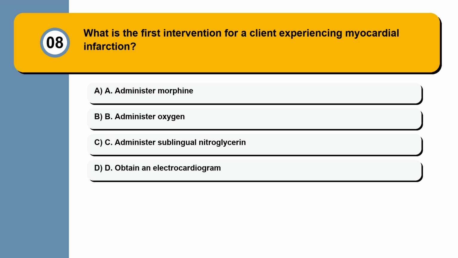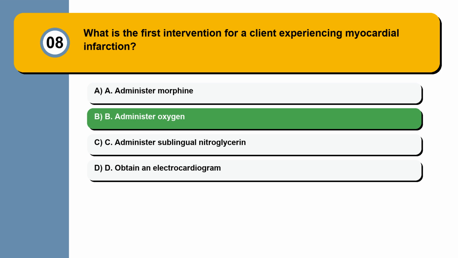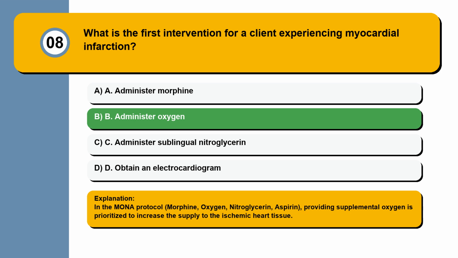Question 8. What is the first intervention for a client experiencing myocardial infarction? A. Administer morphine. B. Administer oxygen. C. Administer sublingual nitroglycerin. D. Obtain an electrocardiogram. In the MONA protocol, morphine, oxygen, nitroglycerin, aspirin, providing supplemental oxygen is prioritized to increase the supply to the ischemic heart tissue.